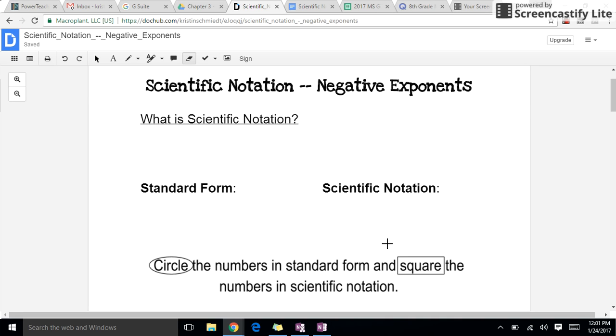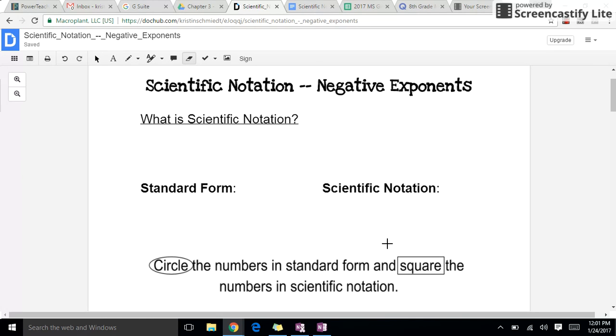Okay, so today we are going to talk about scientific notation, except instead of positive exponents, today we're going to work with negative exponents. Okay, sweet. Go ahead and grab your notes out from yesterday right now. Pause the video if you need to, because those notes from yesterday are going to be helpful for today.